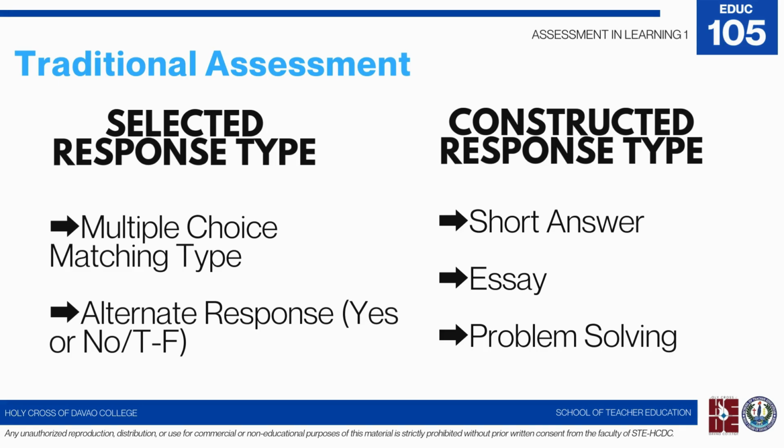Here are the examples of traditional assessment. In our terms, this can just be a pen and paper type of test. So we can deploy a selected response or a constructed response. For selected response, these are multiple choice or matching type, or it could be the alternate response, which is a simple yes or no, or true or false items. For constructed response, we are asking our students to provide a short answer, write an essay, or solve a problem, still in a pen and paper type of test.